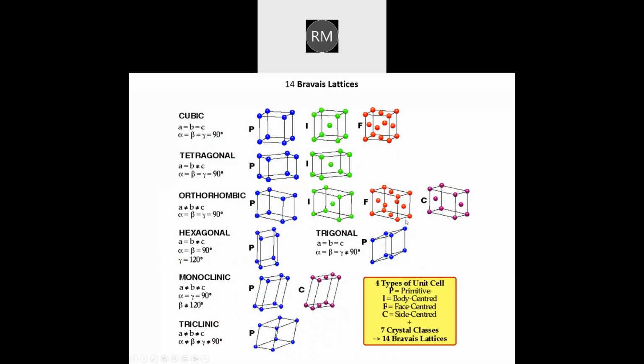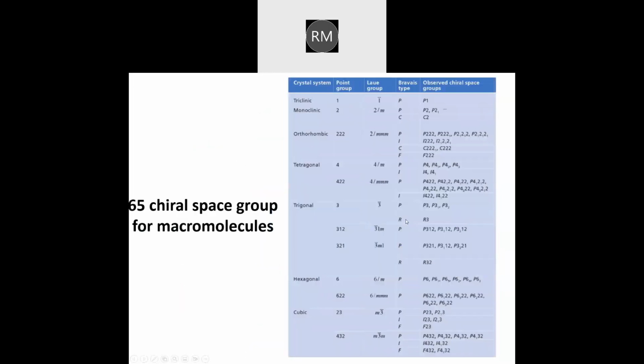So there are, I will just skip this, 65 different ways the protein molecules or macromolecules can pack with different symmetry. I will not go into the detail of that, but just remember the 65 different ways the protein can pack into crystals, and this crystal we use for diffraction.